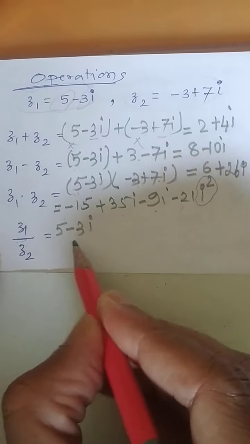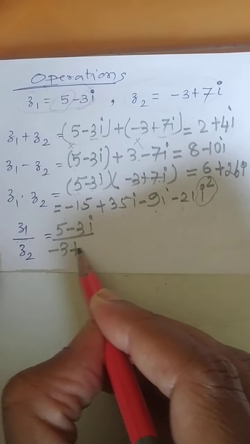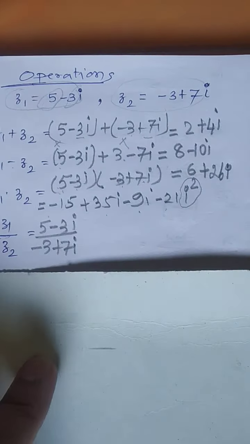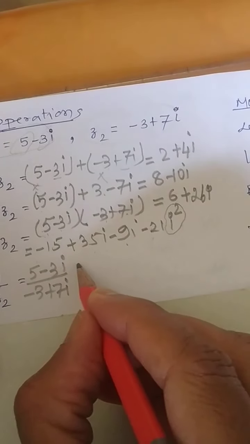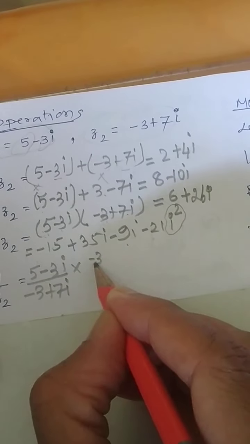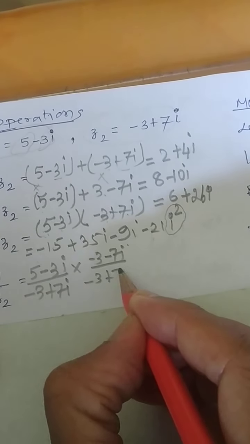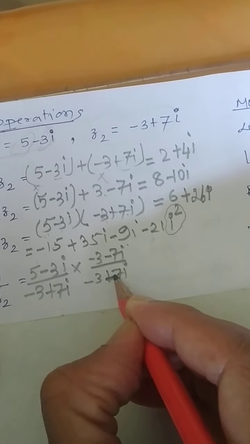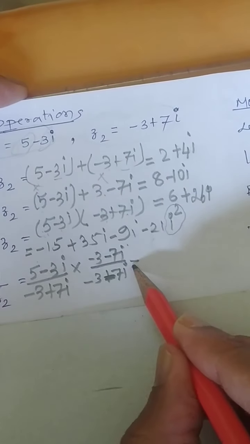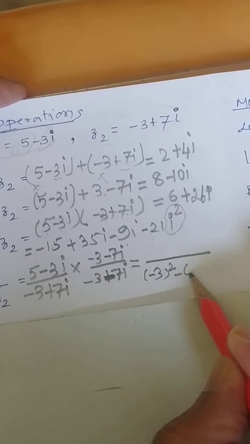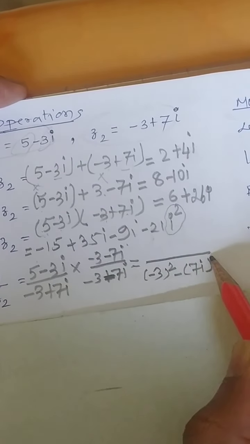5 minus 3i divided by minus 3 plus 7i. Do you know, whenever you have learned this kind of simplification in rational numbers, you have multiplied with the conjugate. So it is to be multiplied with minus 3 minus 7i. Over here also minus 3 minus 7i. Do you know the denominator is a square minus b square? It will give you minus 3 the whole square minus of 7i the whole square.